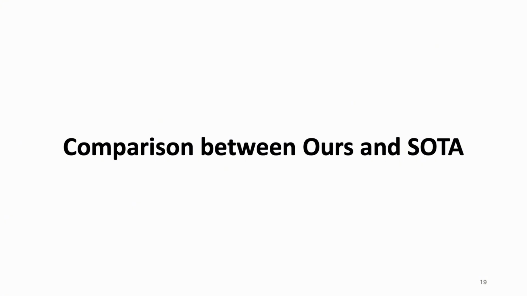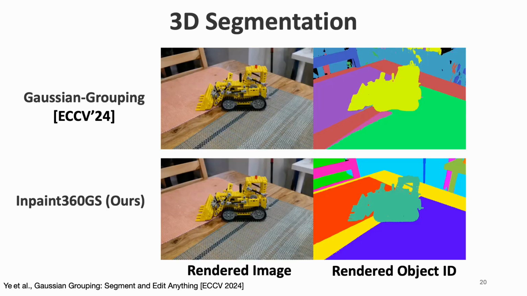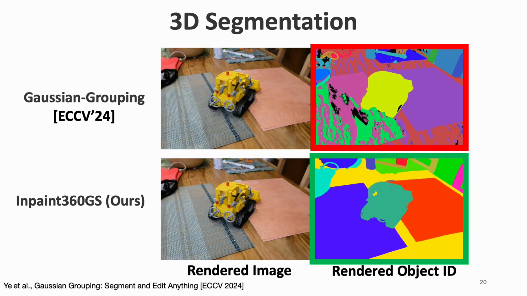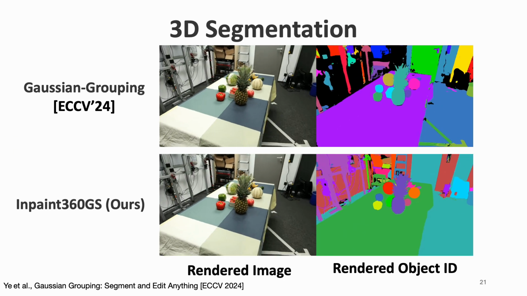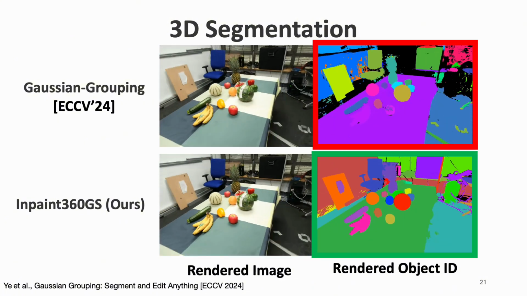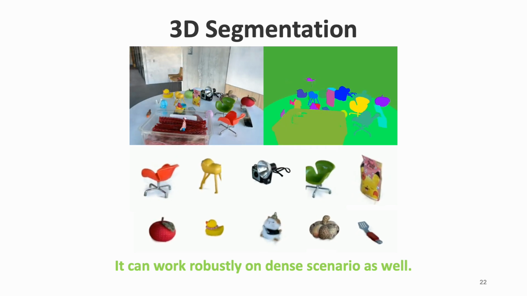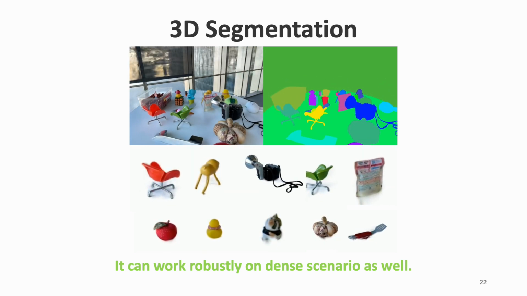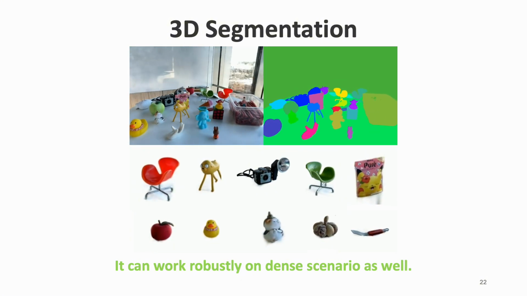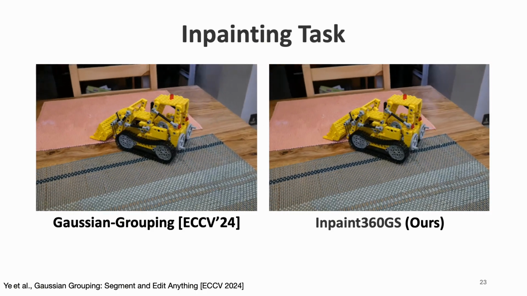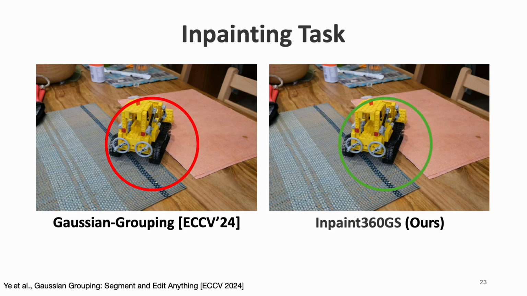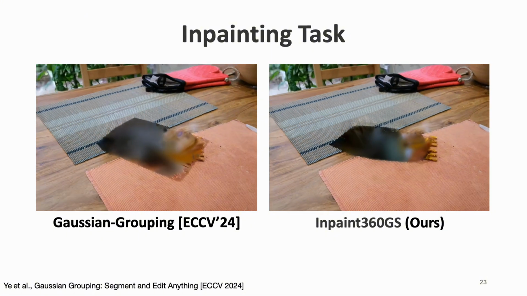Now, let's compare with state-of-the-art approaches. Our method achieves consistent segmentation. It works not only in single object cases but also in complex multi-object scenes. Even in bird view corner dense case, overall, Inpaint360GS enables accurate object removal and produces high-quality textures with strong view consistency.